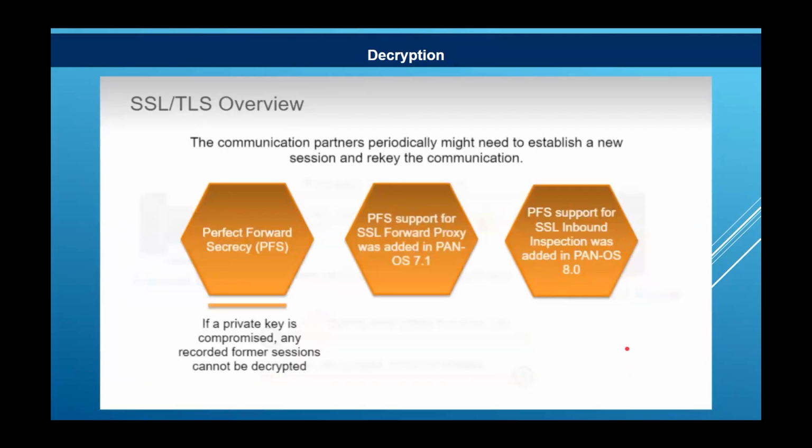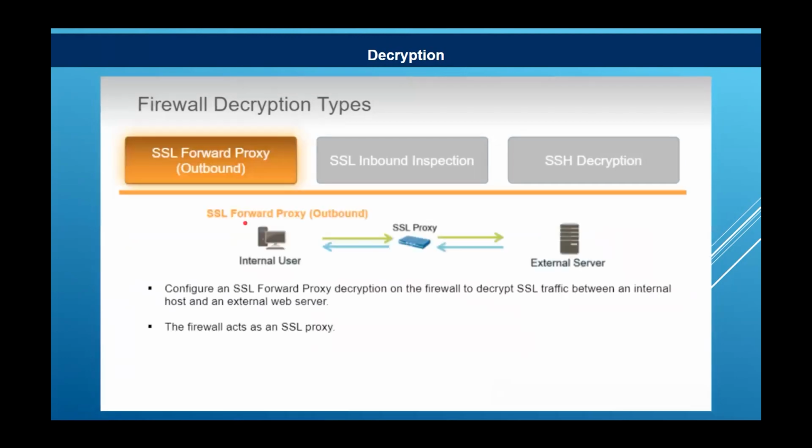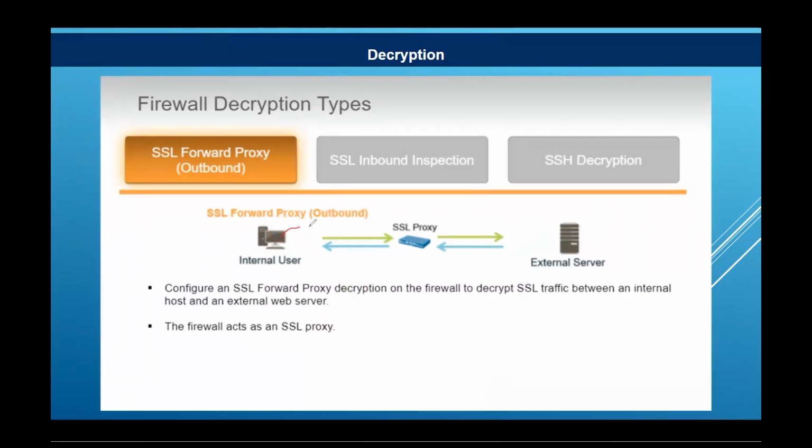But now let's see how we will perform decryption here. How will we override this? Here we have three types of decryption method. One is SSL forward proxy, outbound. See here, this is our external server and internal user. The internal user is sending a request to the server, but Palo Alto stops this request. On behalf of this user, it forwards the request to the server. Now the server sends the reply, and the Palo Alto firewall receives this reply and forwards it to the internal user. This is SSL forward proxy, meaning your Palo Alto firewall is working as a proxy for you here.